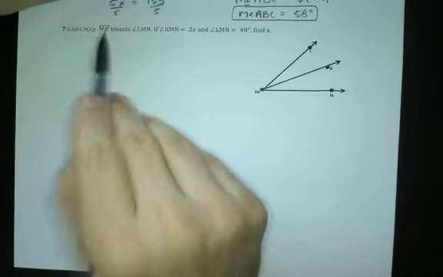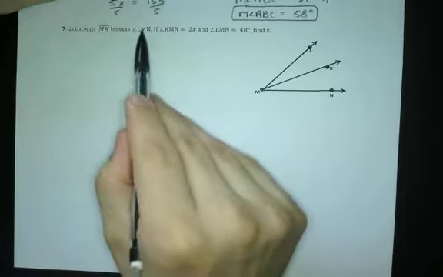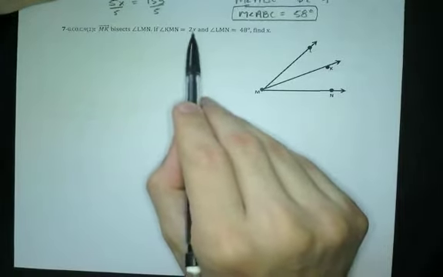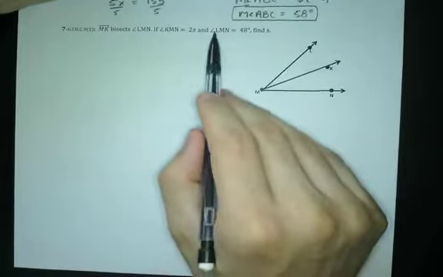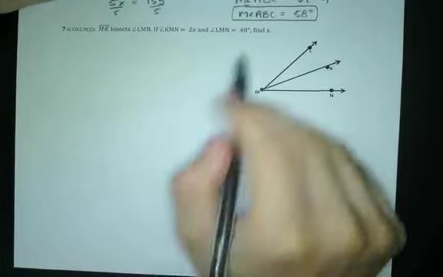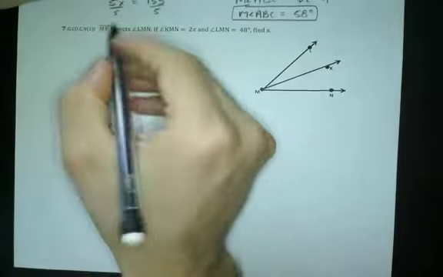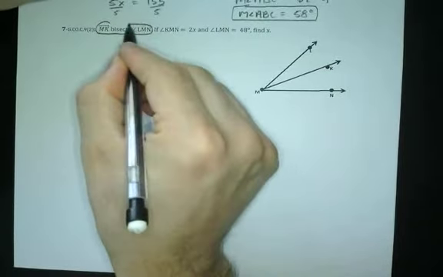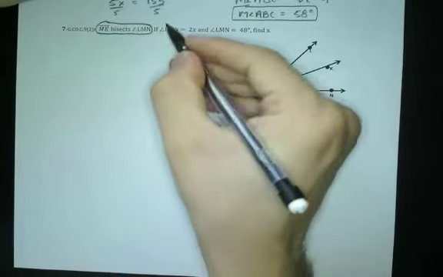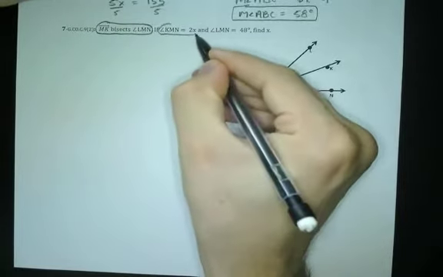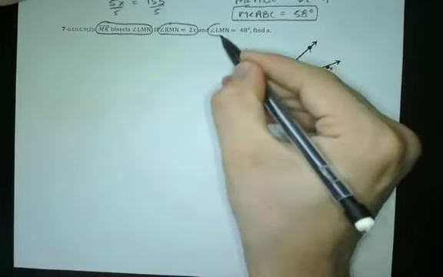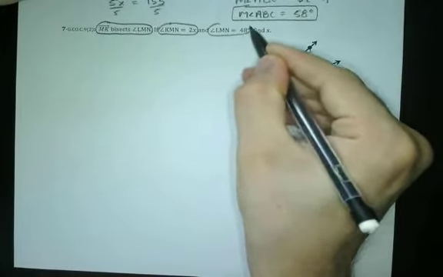Question number 7 says that the ray MK bisects angle LMN. If angle KMN is equal to 2x and angle LMN is equal to 48 degrees, find x. The important information here is that the ray is an angle bisector, right? It bisects the angle. The measure of angle KMN is 2x, and the measure of angle LMN is equal to 48 degrees.